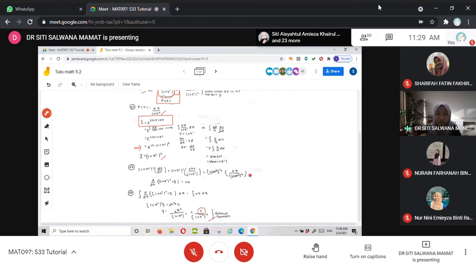Okay, so you got this one. Simplify the right hand side, you got this. Observe this: it is the result of the derivative between our integrating factor and our dependent variable y. So lastly, you integrate both sides.